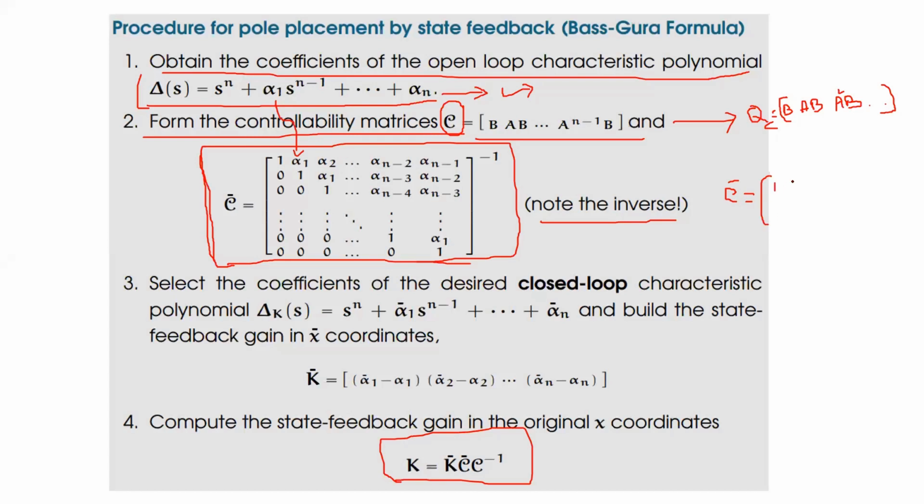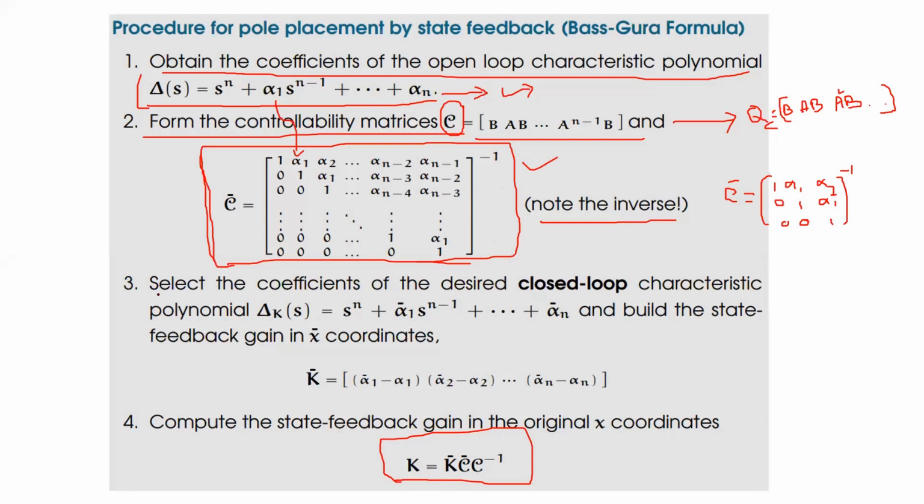The first element would be 1, the next element would be alpha 1, the next element would be alpha 2. What is the next row? 0, 1, alpha 1. What is the next row? 0, 0, 1. So you have to remember this matrix. If you take its inverse, there you can get this matrix.